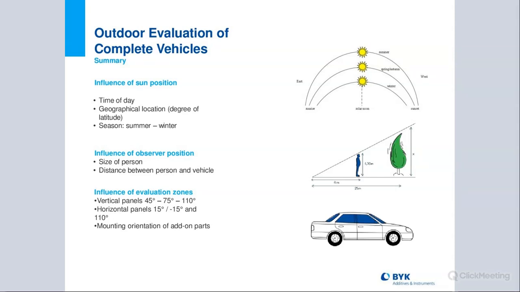So this is just a summation of what we were talking about, that the sun position and geographic location will influence what angles you're looking at, as well as the time of day, the size of the person and how far they are from the vehicle or whatever it is that you're looking at, and then the influence of vertical versus horizontal or add-on parts. Are they in a mounted position, or are they laying flat in a luminaire room where I'm doing visual evaluation offline?